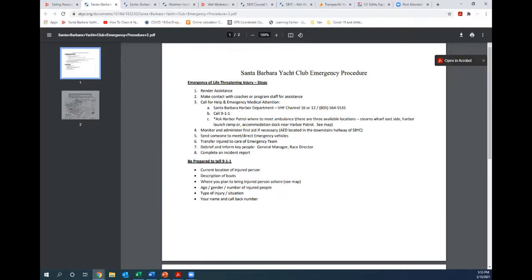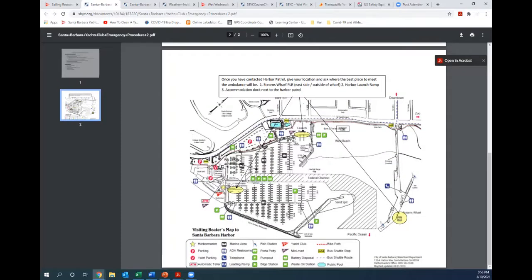Do not call 911 yourself on your cell phone. Call us on channel 16. We will call 911. The reason is that cell phone calls are routed through Bakersfield for 911 calls, but the landline at the Harbor Patrol would get to the local authorities much quicker. So you're cutting out a ton of time by calling the Santa Barbara Harbor Department. Additionally, they're going to understand where you are on the water, and they're going to say, okay, you need to know where you're going to take this person, even if it's not a heart attack.